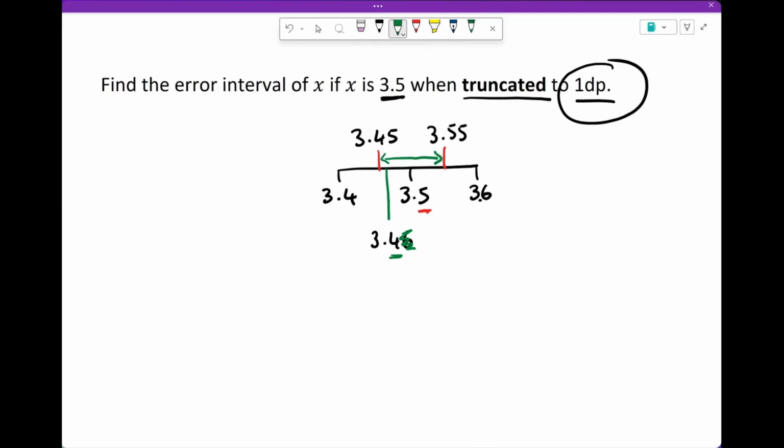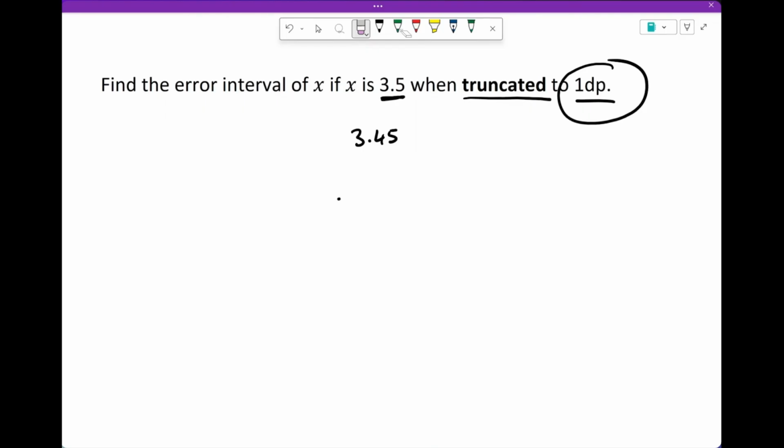So we're going to approach this in a bit of a different way. I am just going to rub off what we've done here, because this method is not going to work for these ones like it did for rounding. Initially, I'm just going to start guessing numbers. What number does truncate to 3.5? Well, the number 3.54 would truncate to 3.5 to 1 decimal place.